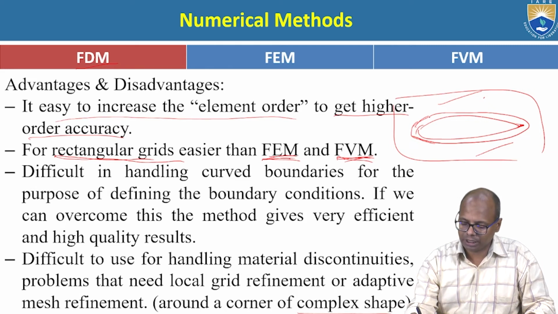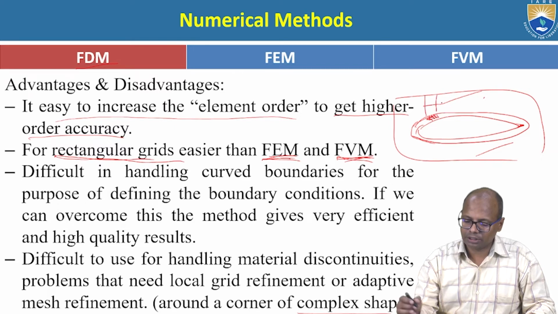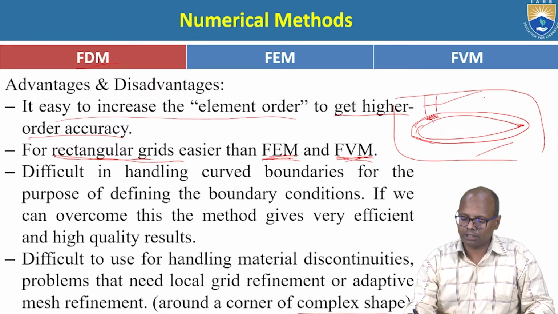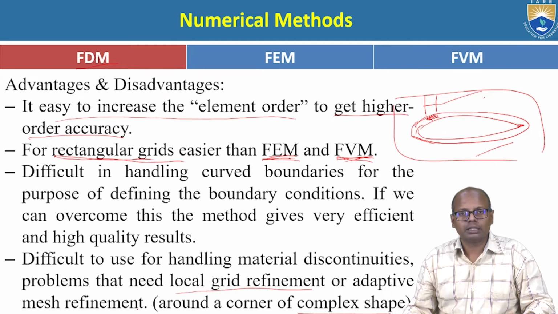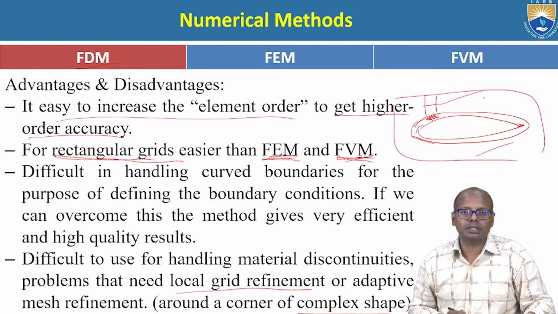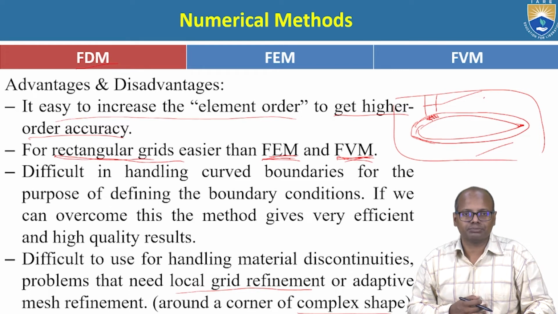What do you mean by fine grid? The elements are very small like this, and here the coarser grid means like this. So here I want finer grid and here I want coarser grid. In this kind of local grid refinement or adaptive mesh refinement is required, then in such kind of situations FDM is having a lot of difficulty. So these are the advantages and disadvantages of FDM.